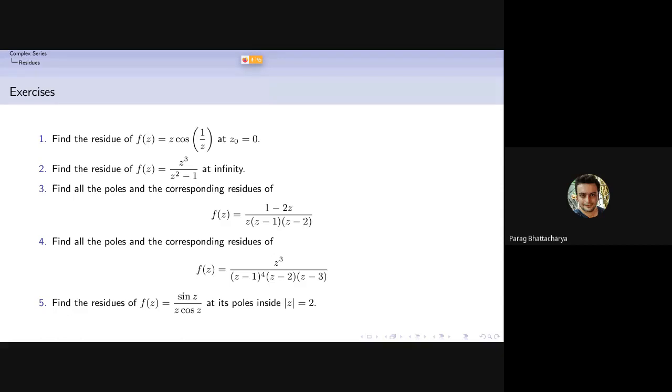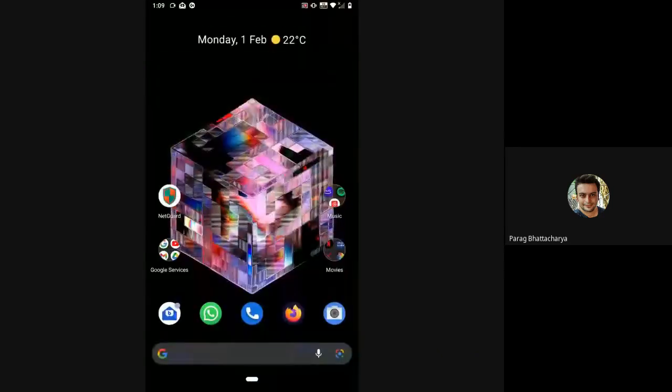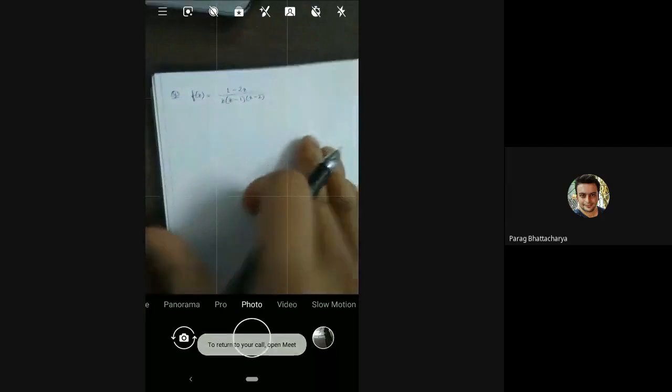All right, so let me show you how to do this problem. We have to find all the poles and the residues corresponding to each and every pole. Remember, every pole will have its own residue. So this is the problem. Can you see?